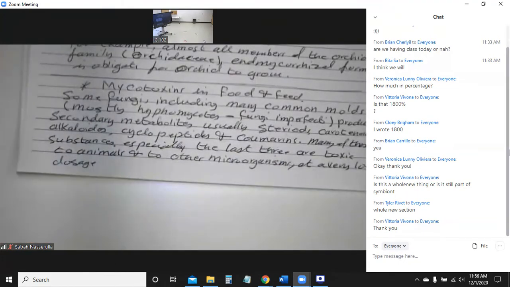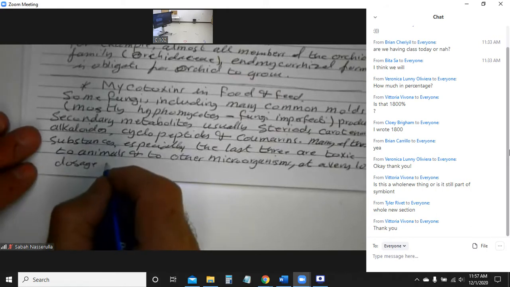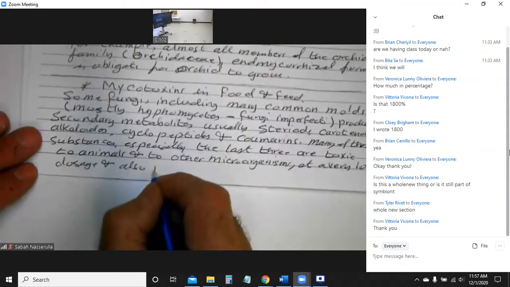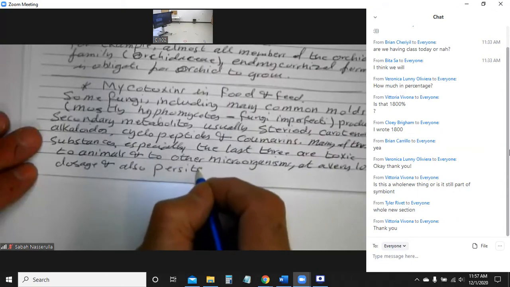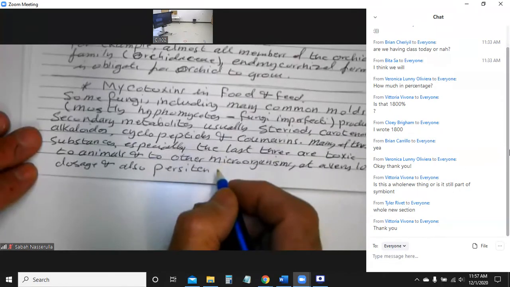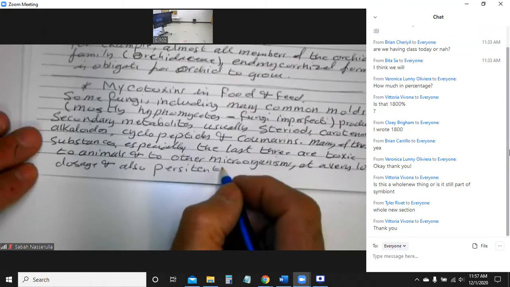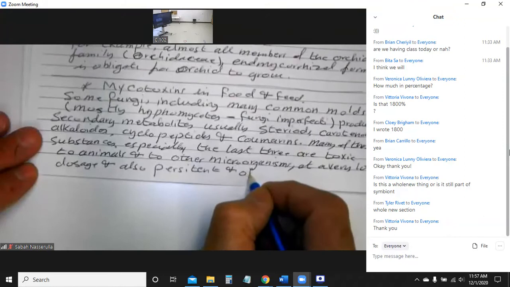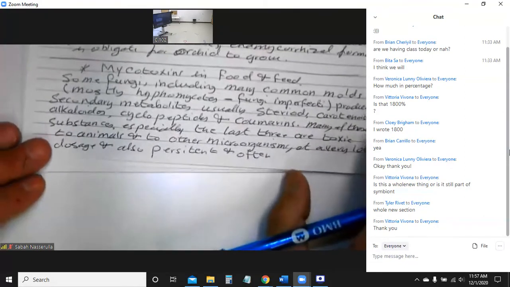And basically, these compounds can stay for a long time. Even if a food, for example, has been contaminated with this quantity, even heating it is not going to remove it. It may lose close to 80%, but still it will be there. So I mention this point here: at very low dosage, and they are also persistent, and often heat stable.